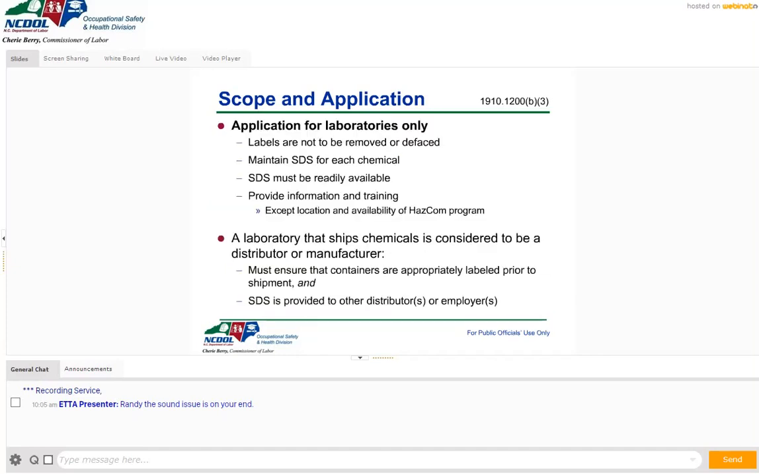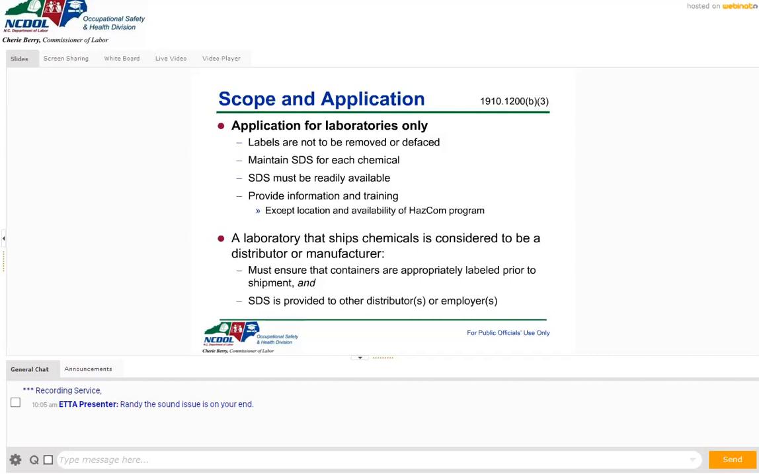Okay, now this slide talks about laboratories. Early in my pharmaceutical career, I was a chemist in the laboratory. So for laboratories, you're not going to remove the labels off the chemicals that you receive. You're going to leave the labels on there. That's a requirement. You're going to maintain the safety data sheets and make them available. And you're going to provide information and training.